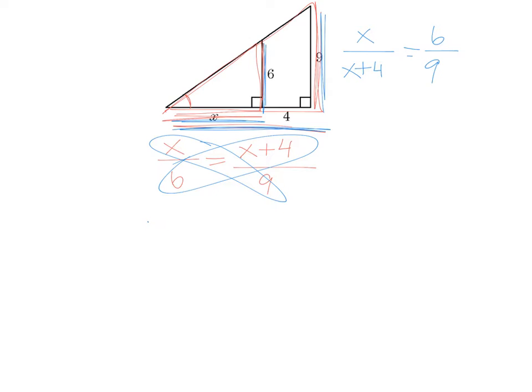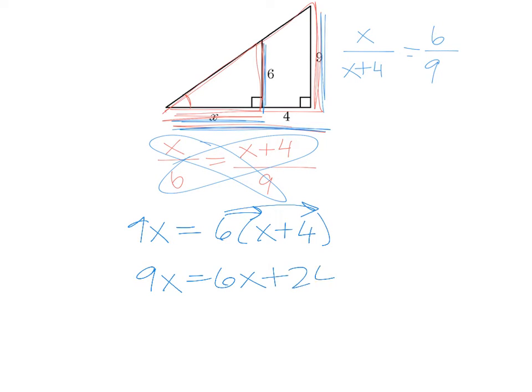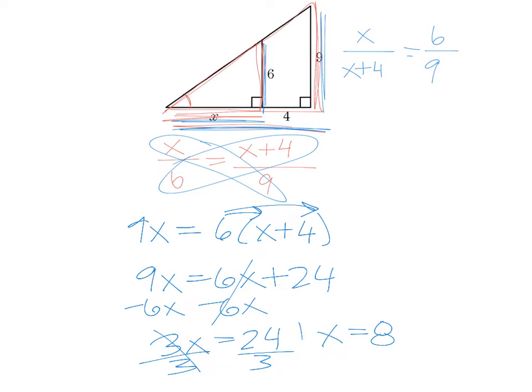All right, so here I have 9x is equal to 6 times x plus 4. Distribute. I have 9x is equal to 6x plus 24. Subtract 6x. I have 3x is equal to 24. Divide by 3. And x is equal to 8. Done.